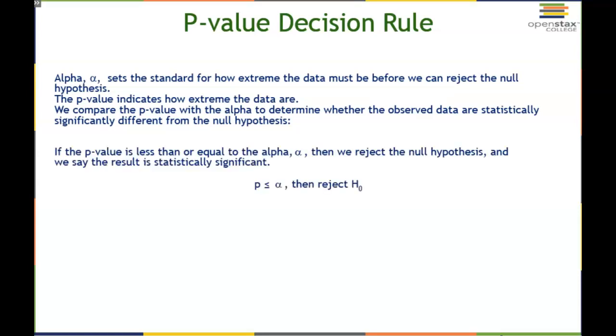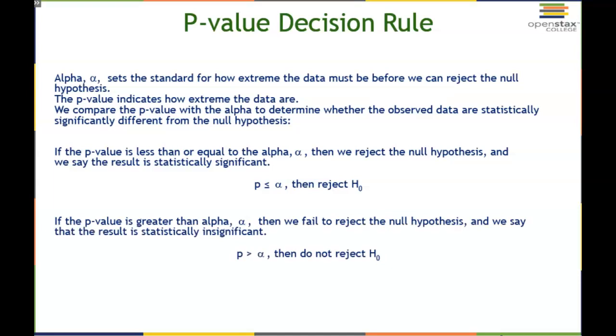So if our p-value is less than our alpha, we're going to reject the null hypothesis. The results of the sample data are significant, and there is significant evidence to conclude that H0 is an incorrect belief. And that means that if H0 is the incorrect belief, the alternative hypothesis might be the correct thing to believe.